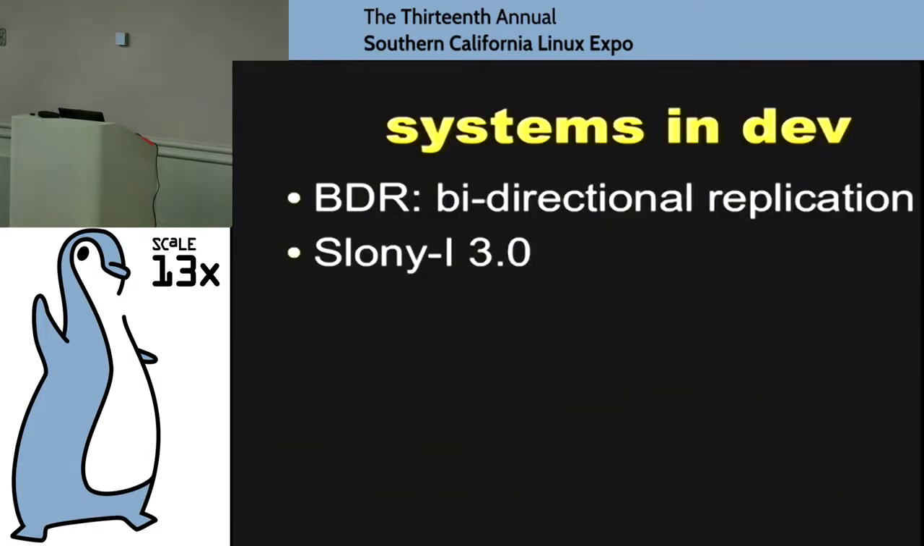Two of the first are the big one, the people who develop logical decoding, Second Quadrant, are working on this thing called BDR, which stands for bidirectional replication. The idea being that you have peer-to-peer nodes, both of which can accept writes, or all three of which, or all four of which can accept writes, and they can send row versions back and forth and reconcile conflicts.